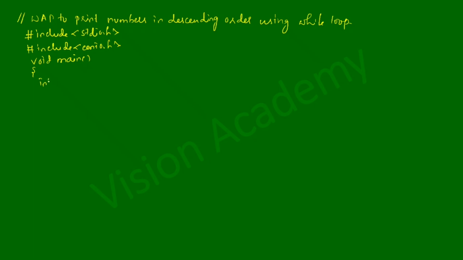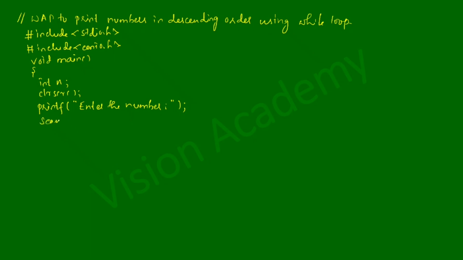Here I'm going to declare a variable called n of type integer. clrscr is the function which is used to clear the screen. Now we are going to ask the user to enter the number using a printf statement. I'm going to write printf in double quotation marks, "Enter the number", end the double quotation mark, and put a semicolon.